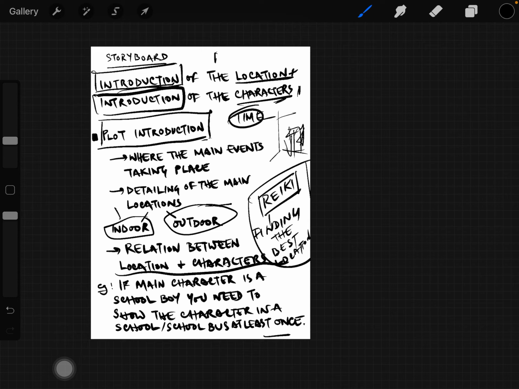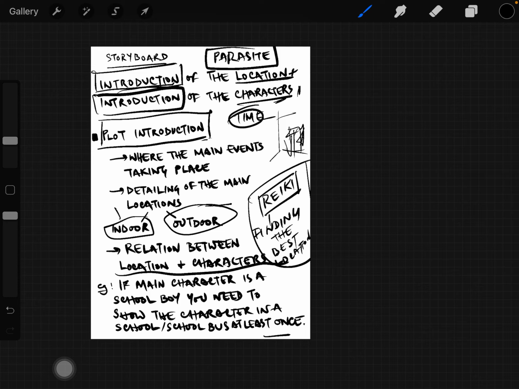If you have seen a movie called Parasite, it won the Oscar last year, right? It's a Korean film. You can download and see this film, Parasite. It's a very, very good film, and it shows how important the locations of the film are, right? And again, the relationship between the location and the character should be well established.